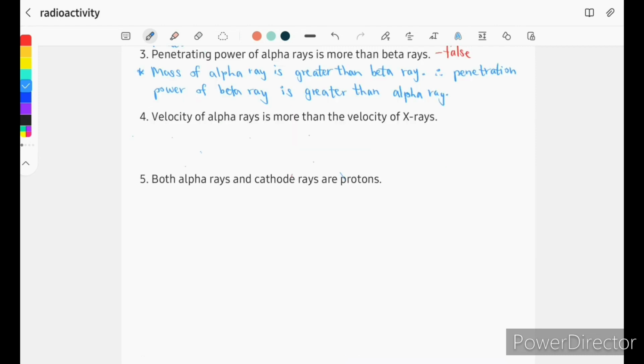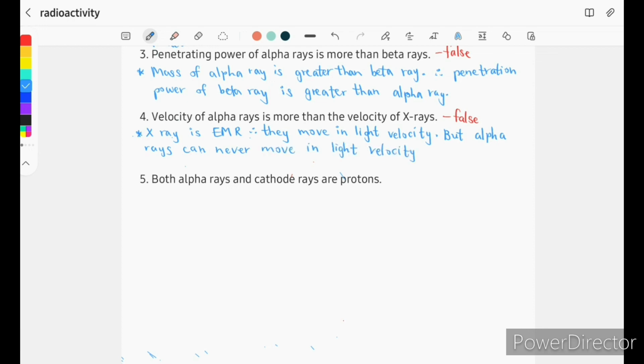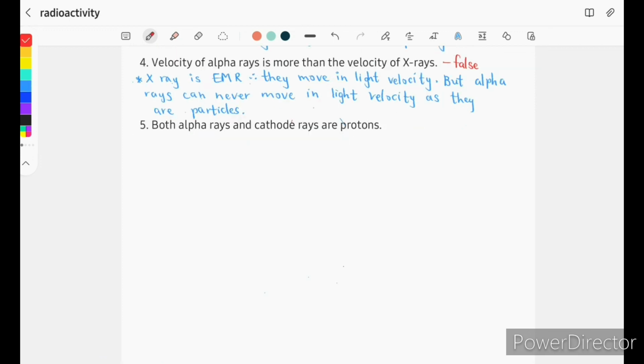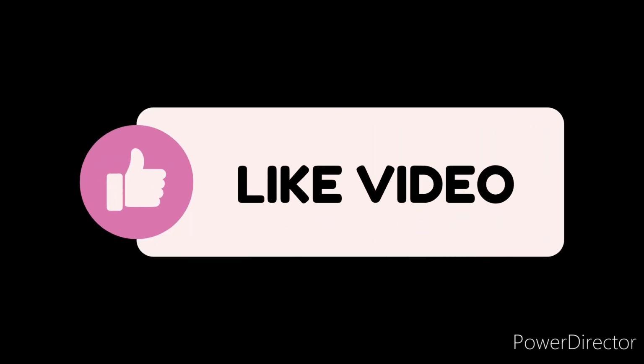Fourth statement, velocity of alpha rays is more than the velocity of X-rays. This statement is false. X-ray is electromagnetic radiation. Therefore, they move at light velocity. But alpha rays can never move at light velocity as they are particles. Fifth statement, both alpha rays and cathode rays are protons. This statement is false.